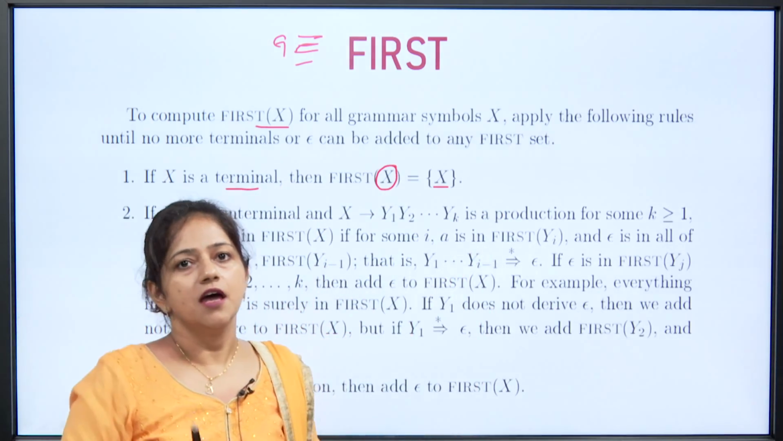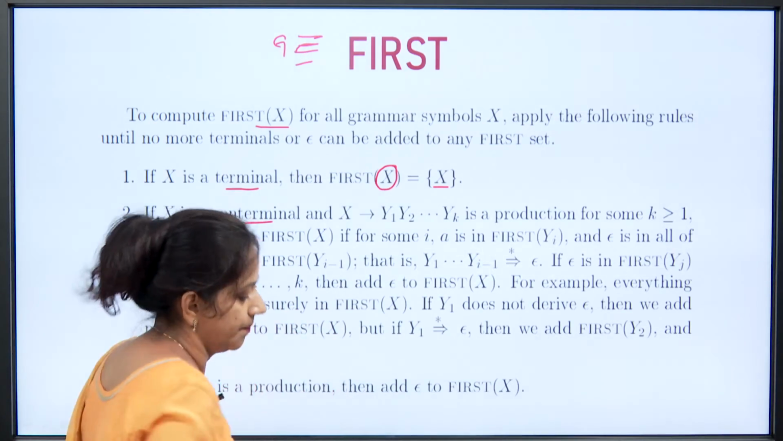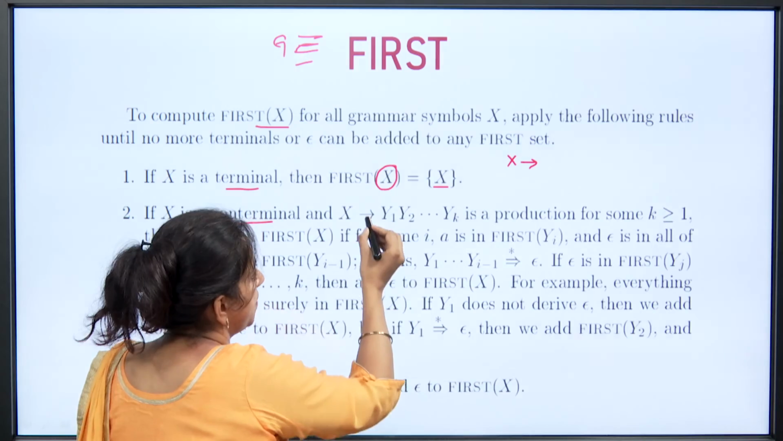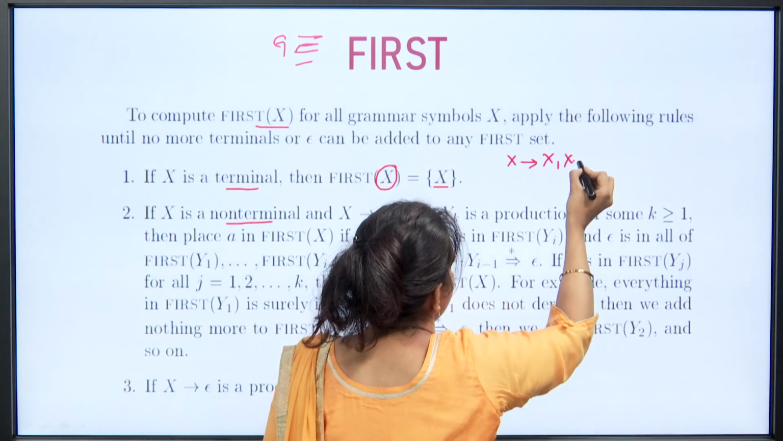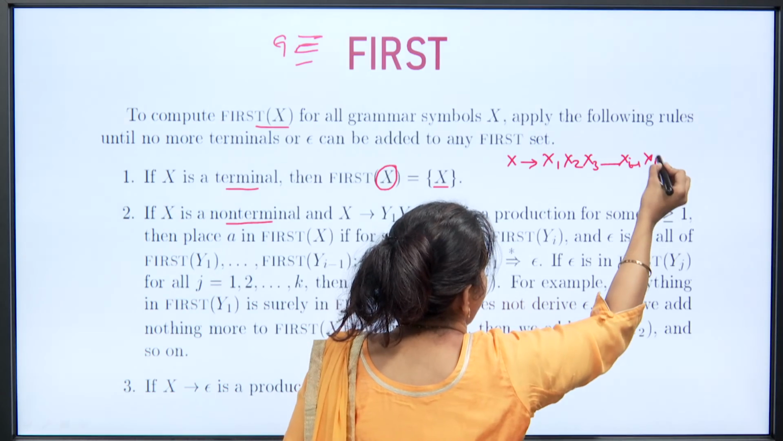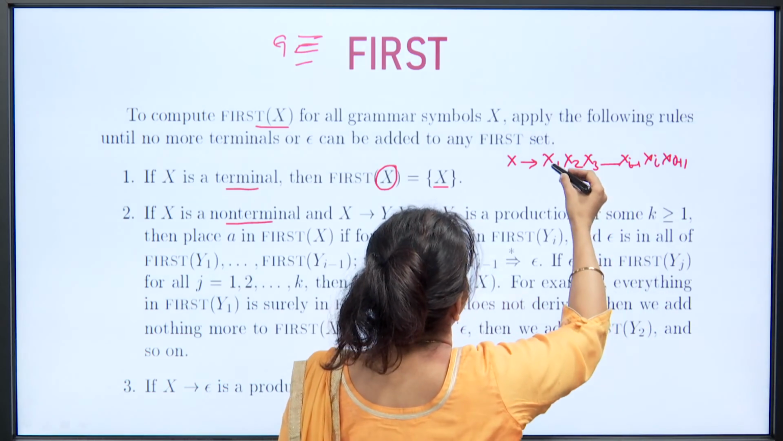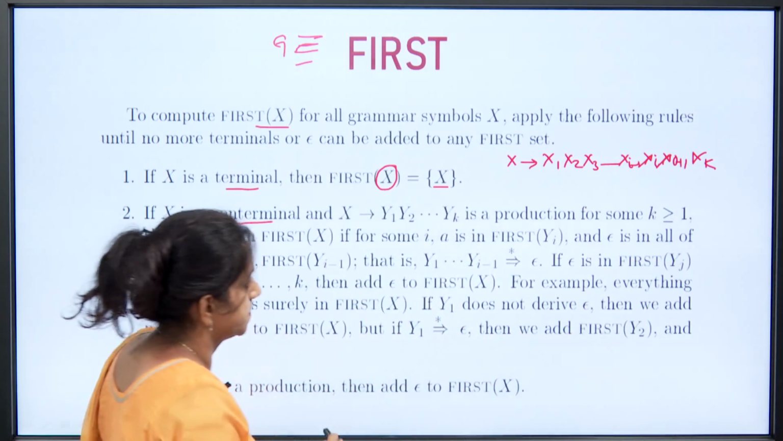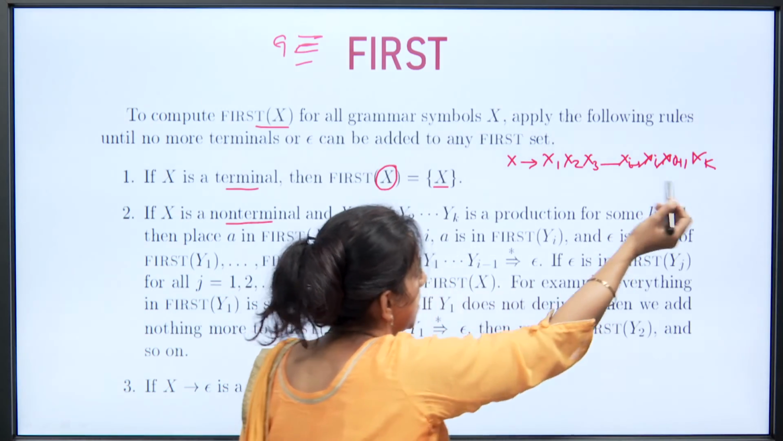It is a very simple case: first of a terminal is the terminal itself. Now, next is if X is a non-terminal. If it is a non-terminal, then it will have a production like X to Y1, Y2 up to Yk. Suppose we have this production X to Y1, Y2, Y3, Yi minus 1, Yi, Yi plus 1 and Yk.